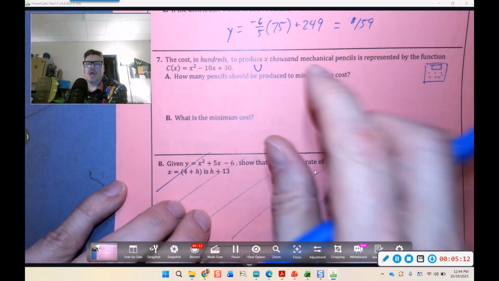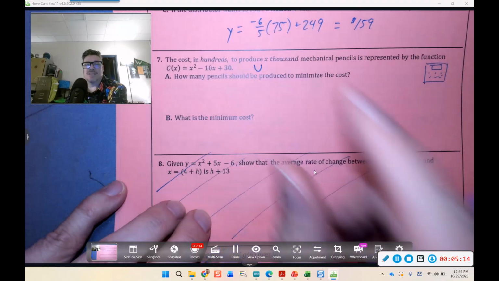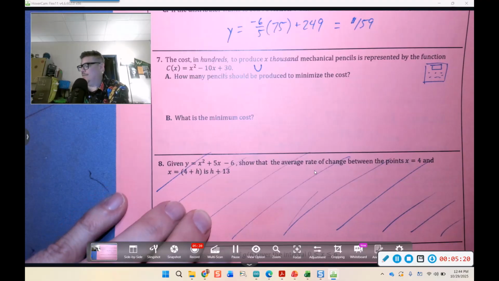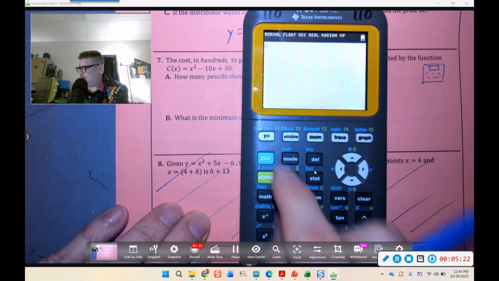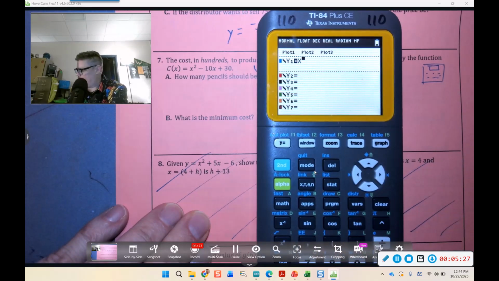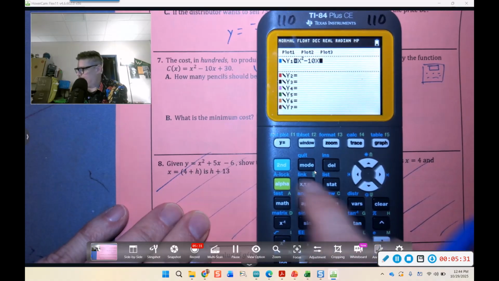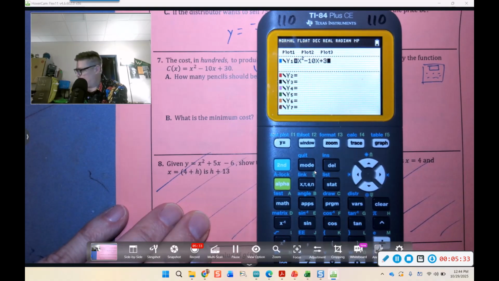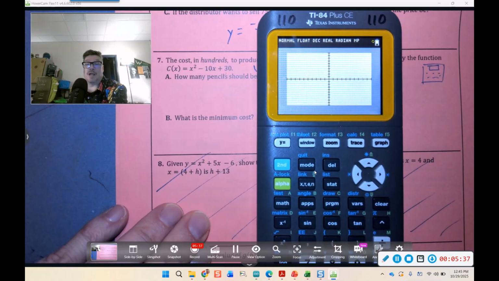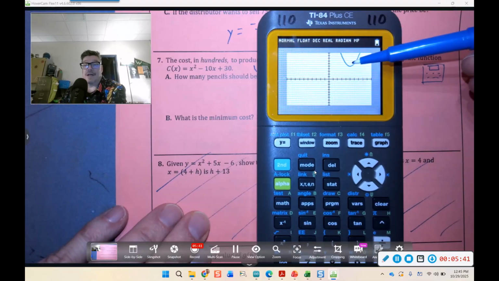So how many pencils can I make? What does my x coordinate have to be in order to produce the minimum amount of cost? So let's go ahead and just graph this guy. So x squared, we're going to graph this and find the minimum, just like what we did on the front page. So let's do a zoom format. Now, my guess is that we're not going to be able to see it. Oh, there he is. Cool. So this means I can find the minimum right there.